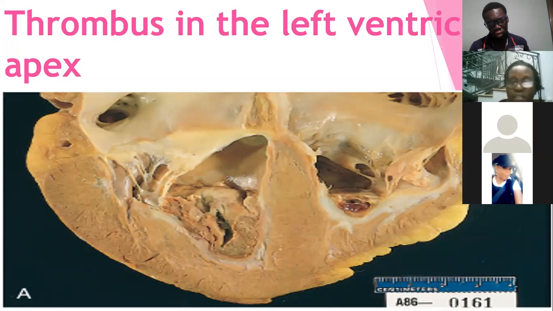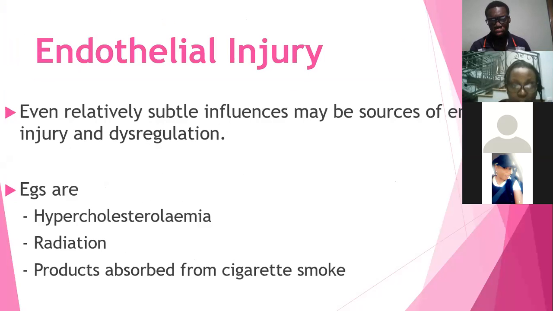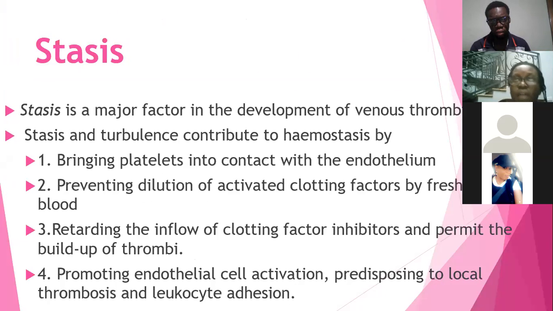So other things that can cause endothelial injury are bacteria, endotoxins, hypertension, turbulent flow over scarred valves. Okay. Other examples are radiation injury and excessive cholesterol, cigarette smoke. Okay. Now let's look at the second factor, which is stasis.